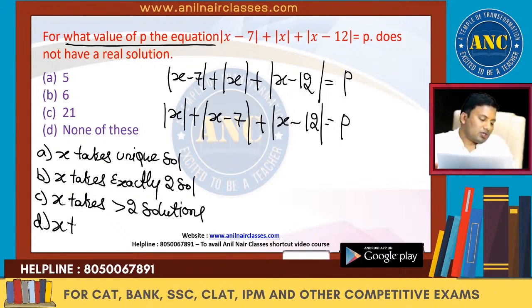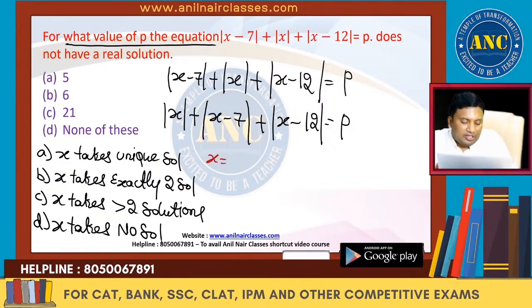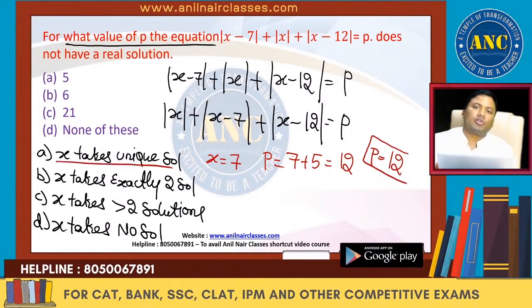X takes no solution. All these 4 questions can come. X takes unique solution. When it is a unique solution, I will get it at the middle value after arranging in ascending order: 0, 7 and 12. So it is at x equivalent to 7. What is the value of P? 7 plus 5, so the P value is 12. At P equivalent to 12, this equation will take a unique solution.